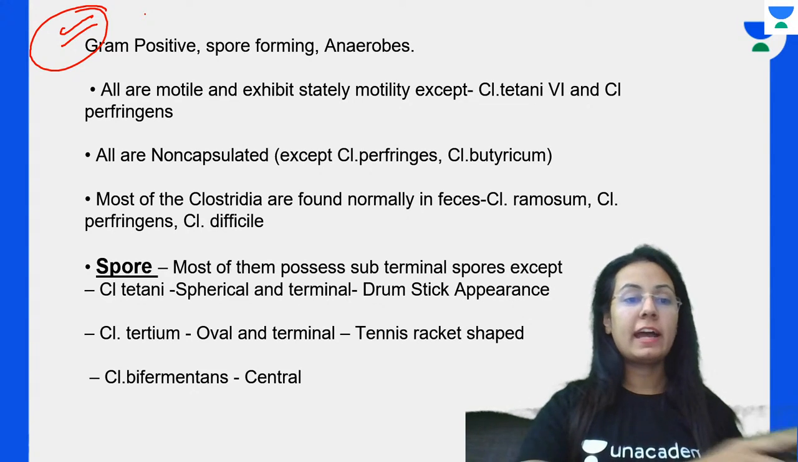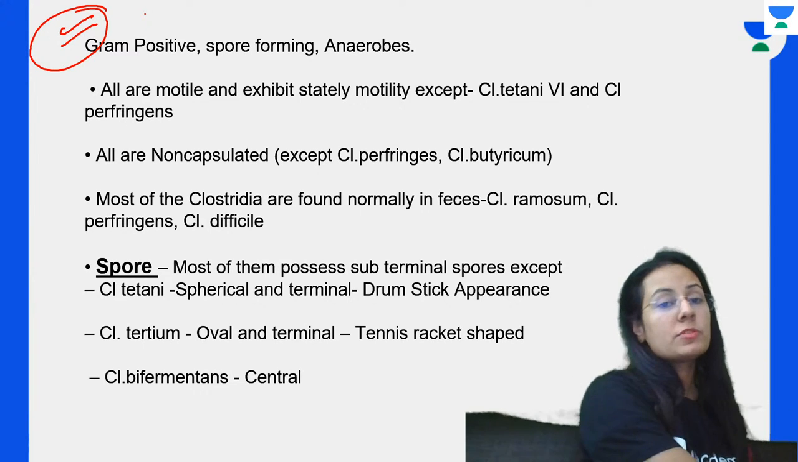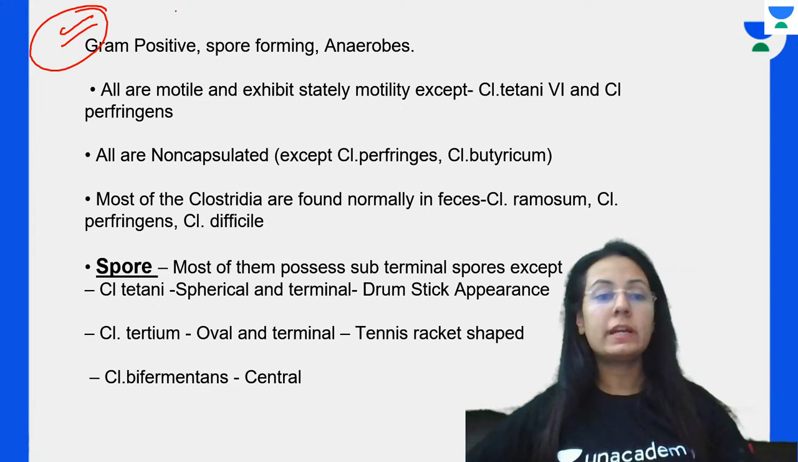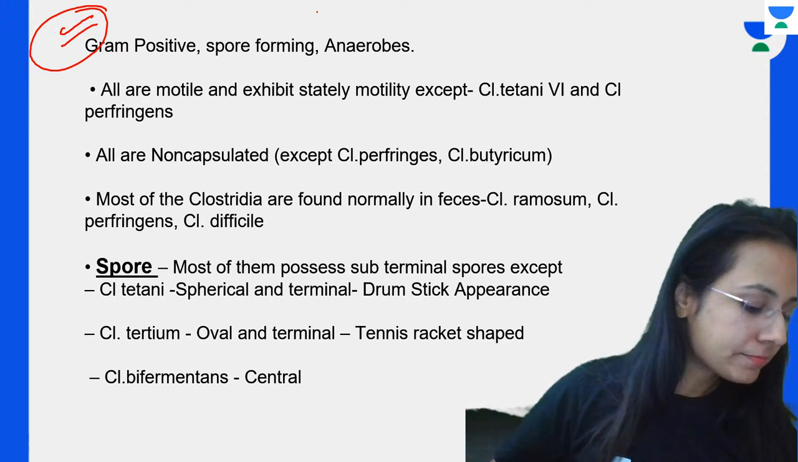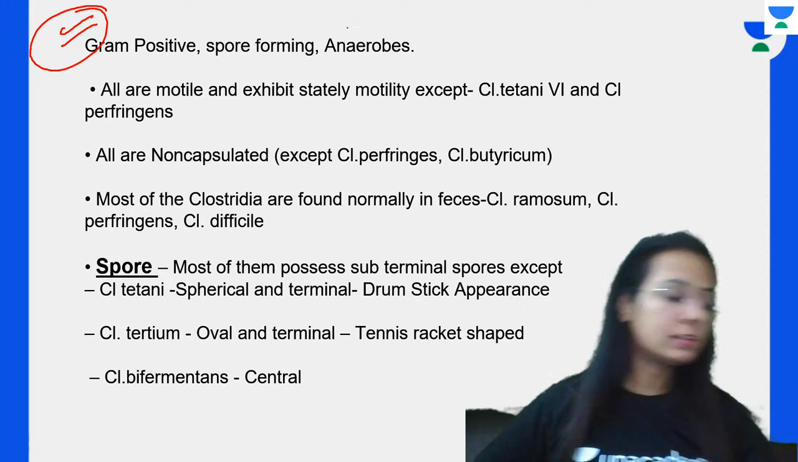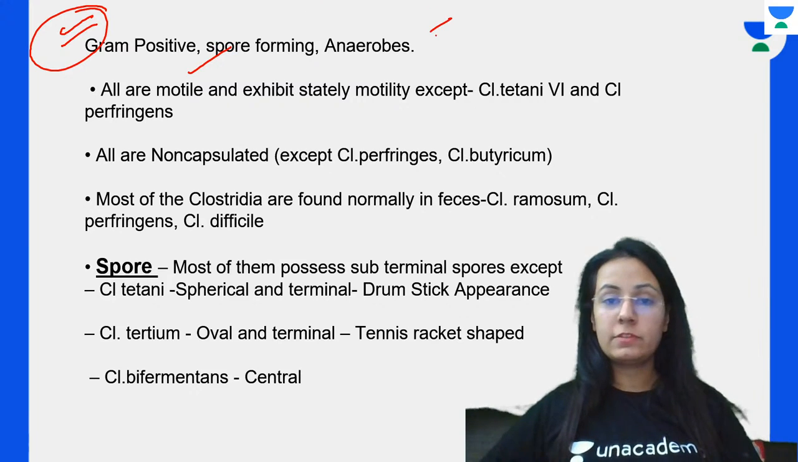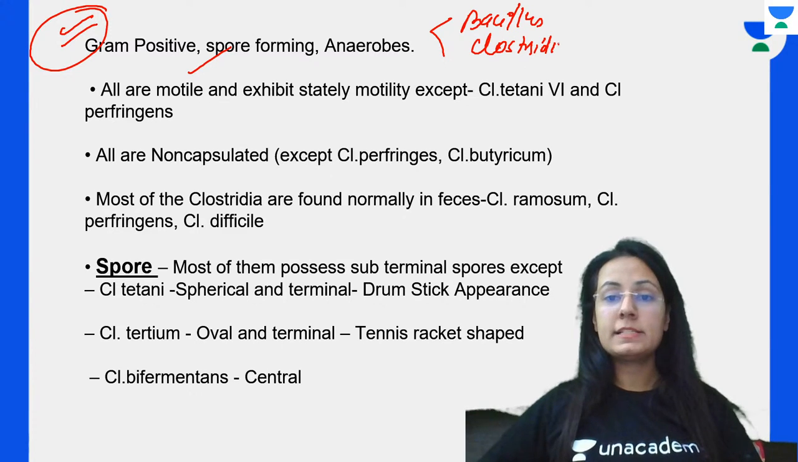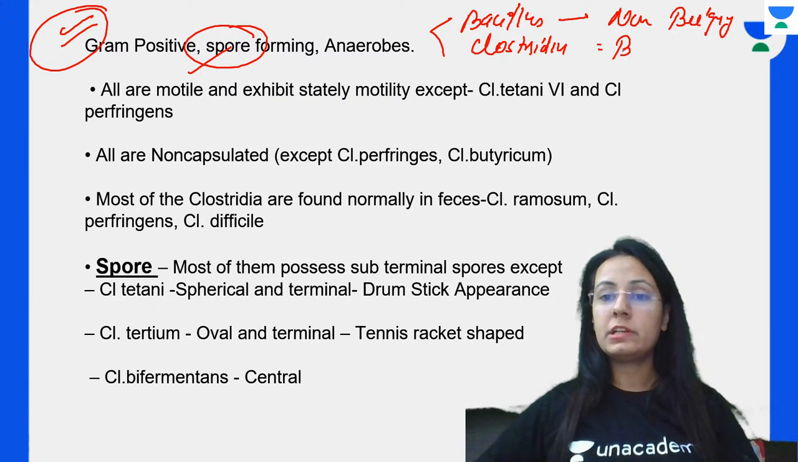They are gram positive bacilli. They are gram positive and spore forming. Only two bacteria are spore forming: one is Bacillus and another is Clostridium. In Bacillus the spores are non-bulging, and in Clostridium they are bulging.